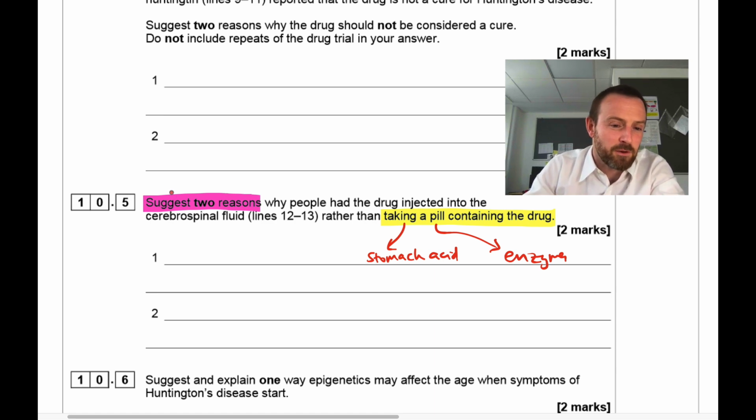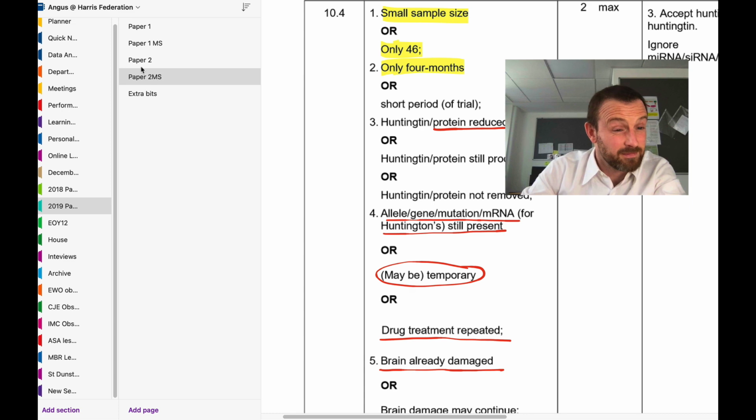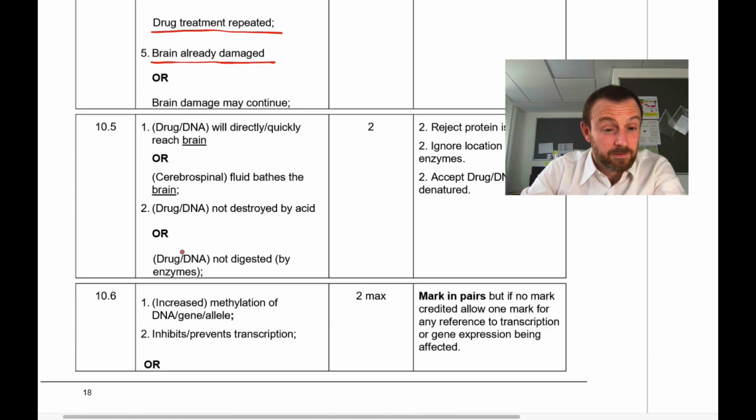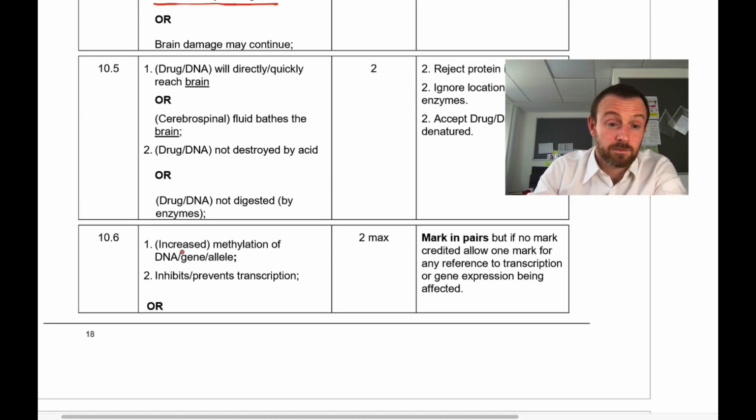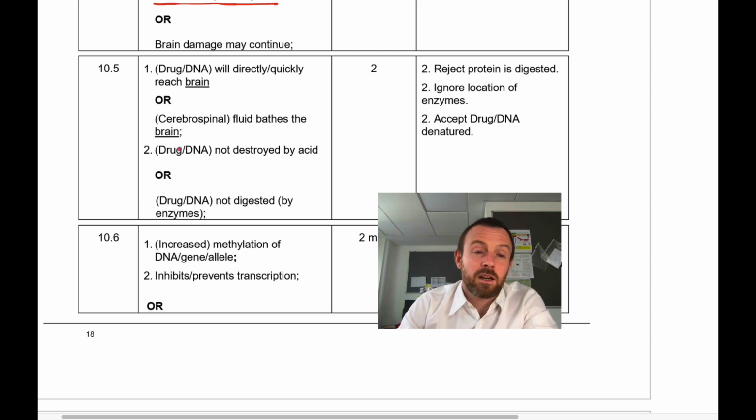There are going to be a few different things because it's a suggest, so they'll give you more than 2 options, probably 4 or something. Let's have a look. So those are the same one. Drug not destroyed by acid and drug not digested by enzymes. That's the same mark point.